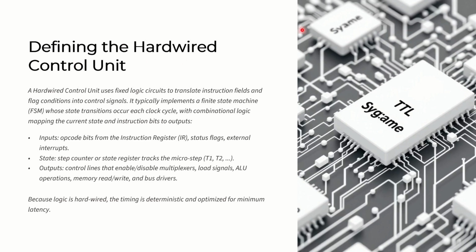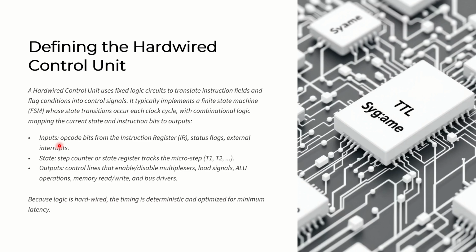Now defining the hardwired control unit. A hardwired control unit uses fixed logic circuits to translate instruction fields and flag conditions into control signals. It typically implements a finite state machine whose state transitions occur each clock cycle, with combinational logic mapping the current state and instruction bits to outputs.